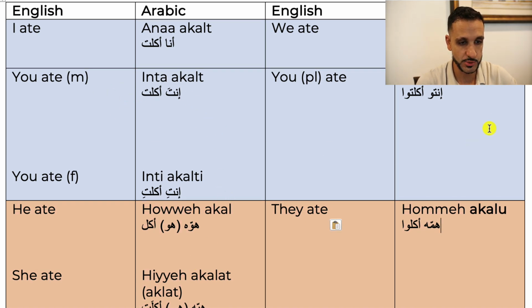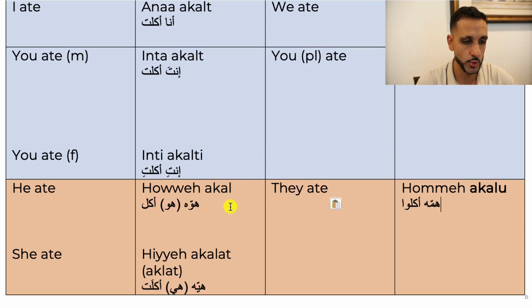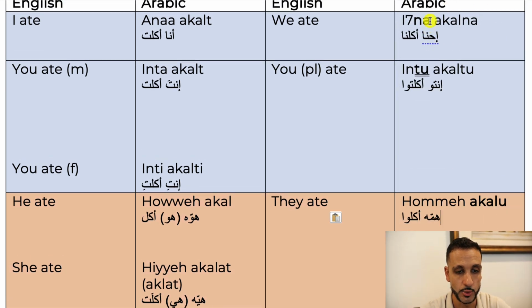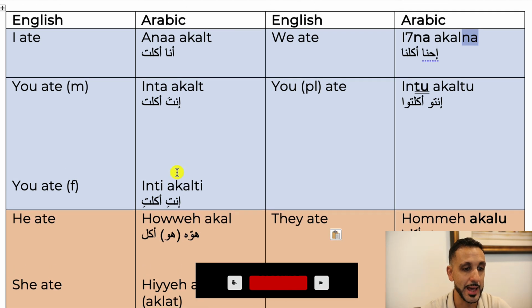But what I was saying is we can group these three together because they're the three different types of yous. You masculine, inta akalt. You feminine, inti akalti. You all, into akaltu. Okay, huwa akal, hiya akalat, or aklat. They ate, humme akalu. Tamam? Ihna akalna. When we say ihna, it's going to rhyme. Akalna. Okay? Into akaltu. Inti akalti. Easy way for you guys to remember. Tamam?